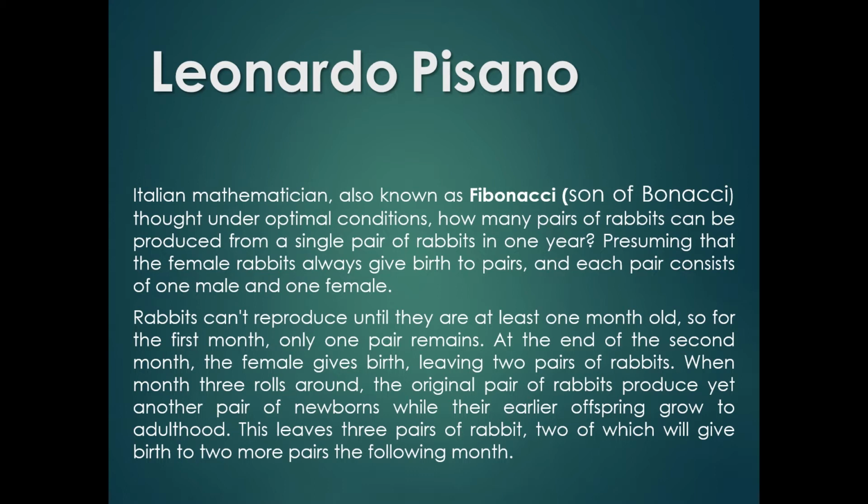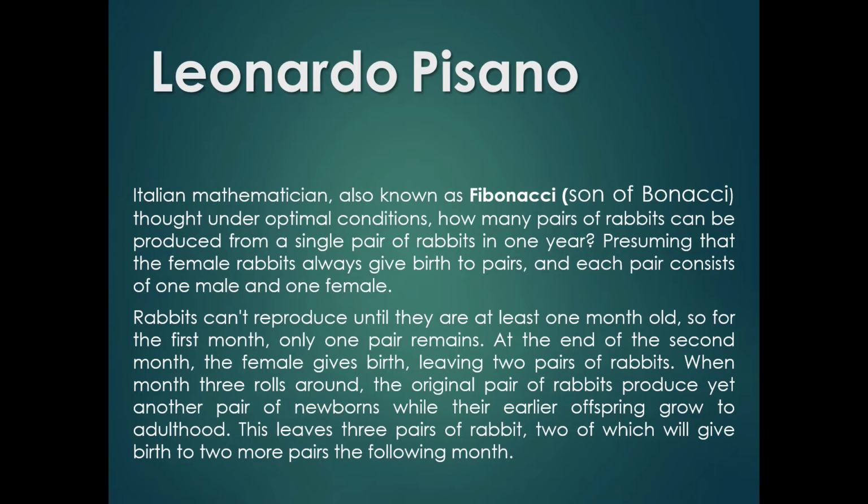Next time, what happens? The earlier offspring were already adults, so they also reproduce. So now there will be the original one, then this first set of offspring, so two pairs, then these offspring reproduce, so there is another pair, so three pairs, and this first pair also gives birth to another pair which are now adult, so in total there are five.